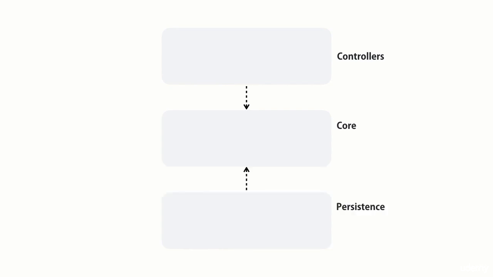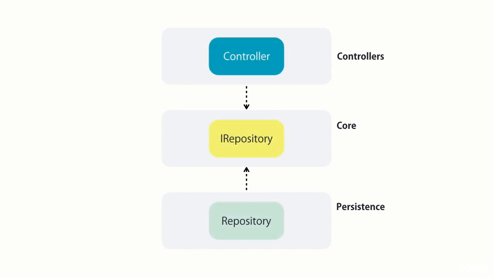So we introduce a new package, call it core, and put all the abstractions here. Now you can see the iRepository interface is in the core package. The repository implementation is in the persistence package, and we fully conform to the dependency inversion principle. So high-level modules, high-level packages are not dependent upon low-level modules or low-level packages. They both are dependent upon abstractions.